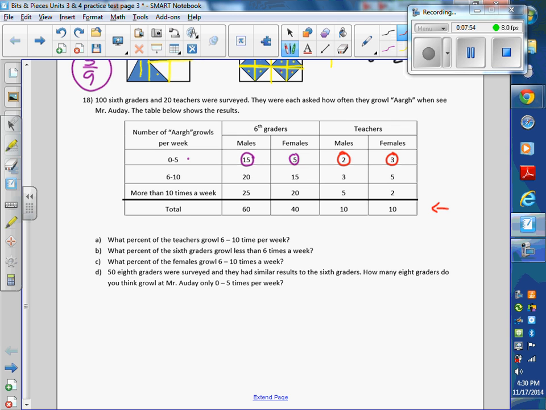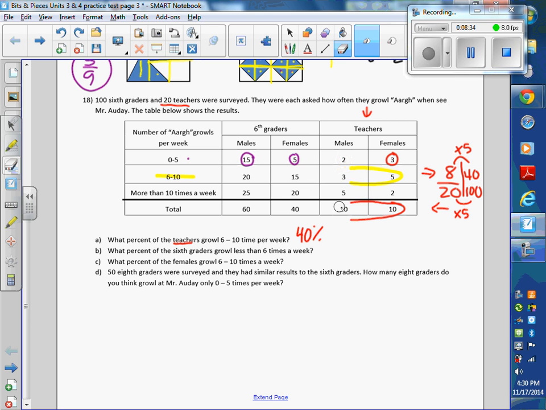So let's try. What percent of the teachers, so we're looking at teachers only, but we're looking at males and females because it doesn't specify, growl 6 to 10 times per week. So we want this 6 to 10 times, but we want the teachers. So there's 8 teachers out of the total of 20 teachers, which is in the total column, but it's also in the reading. To make that a percent, times by 5, you get 40 out of 100. So the answer to A is 40%. I'm going to erase to do the next one.